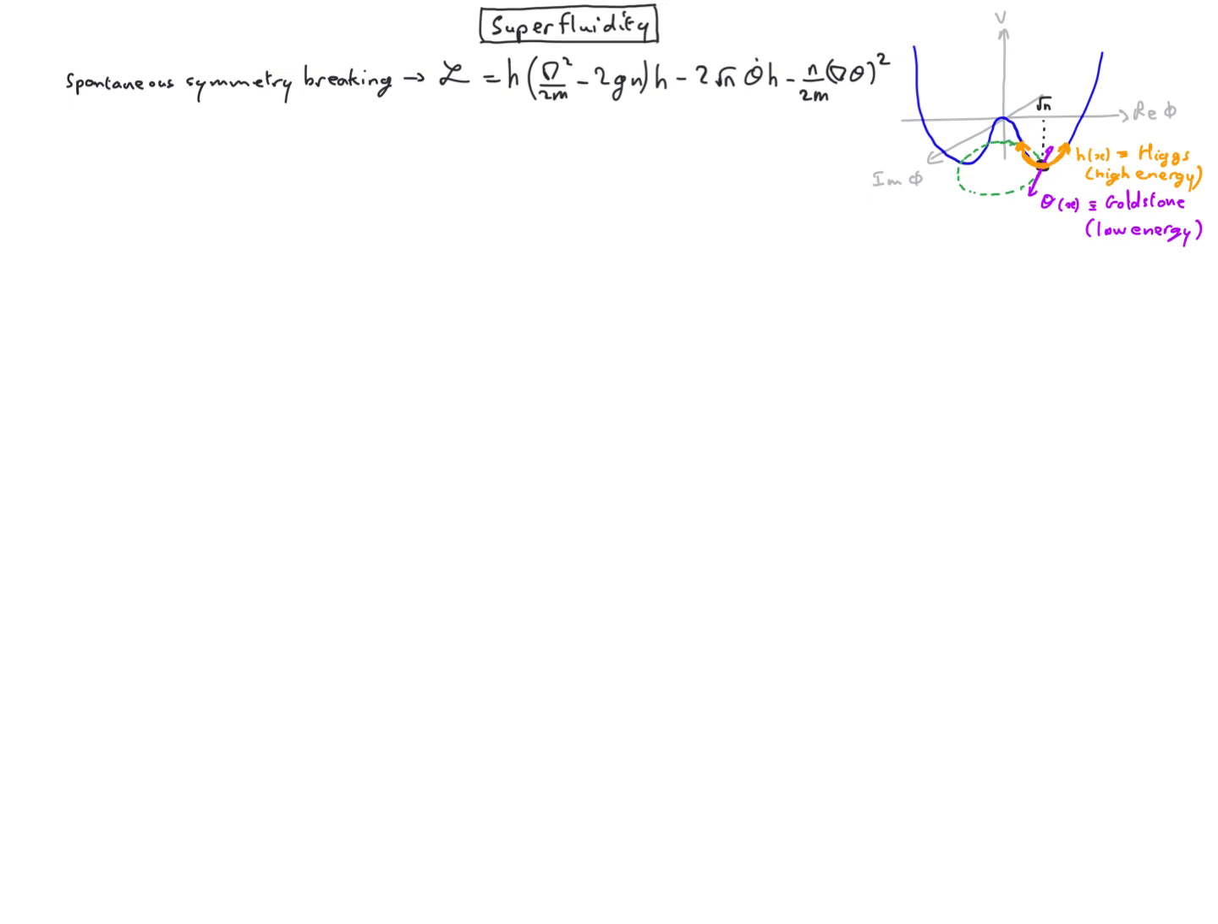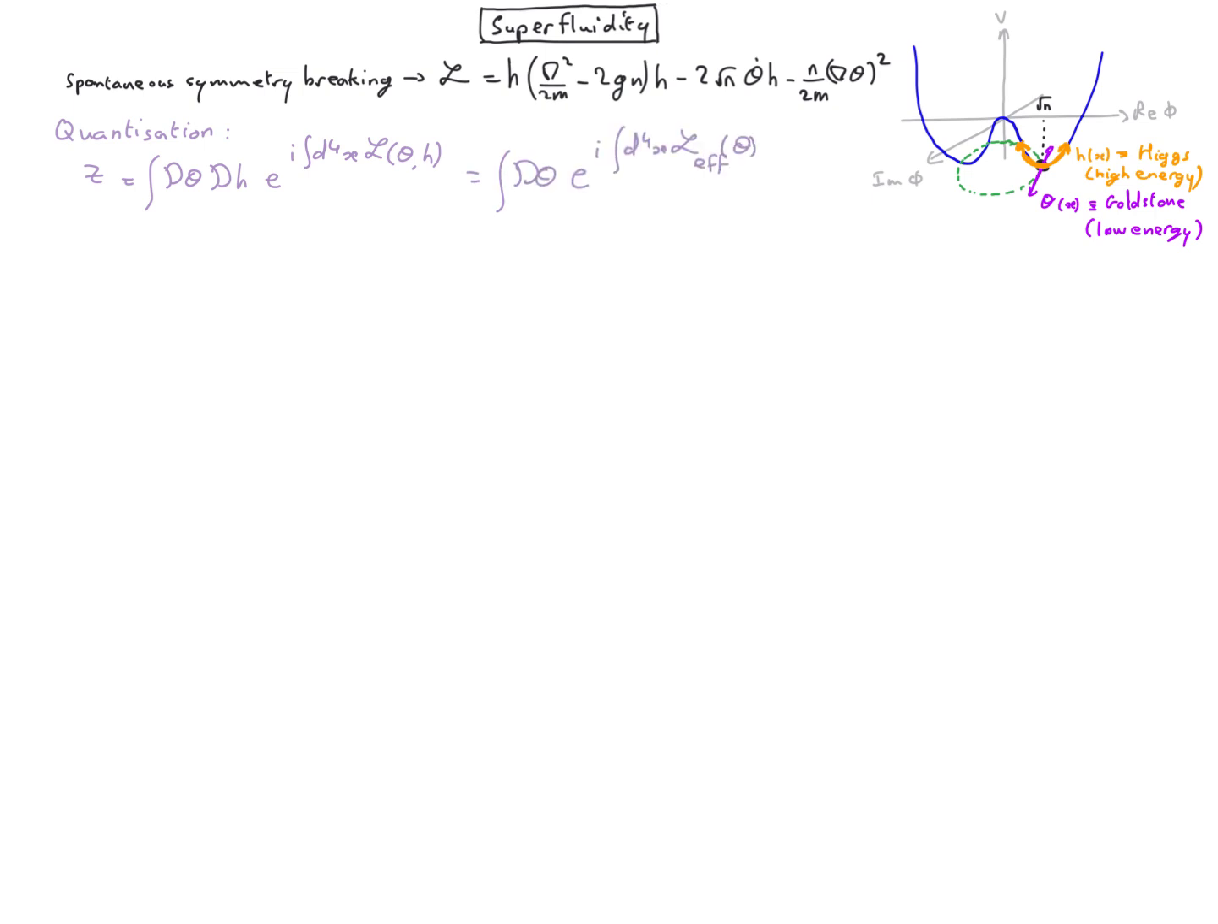So now our goal is to focus on the low energy part, which is associated with the Goldstone mode because it is massless. And to do that, we will quantize this theory using the path integral formulation, and we will integrate out the Higgs field. Once we integrate out the Higgs field, we will end up with an effective Lagrangian which only depends on the Goldstone mode.